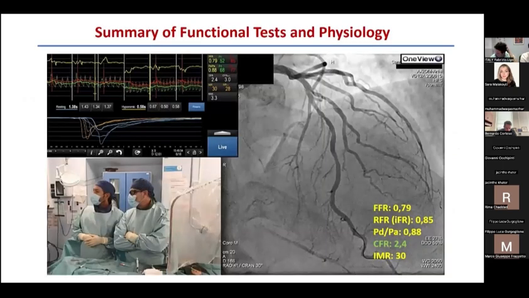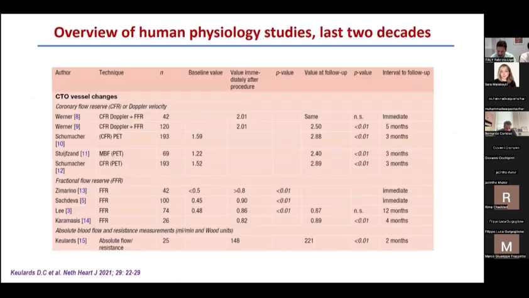When we speak about the physiological data, for example, I found in my case an FFR of 0.79, an RFR of 0.85 with IMR dysfunction, but we need to consider this. These are all studies done in the last 2 decades about human physiology in the CTO setting. When we speak about the physiology data of the CTO vessel, this is the physiology of the CTO vessel, okay?